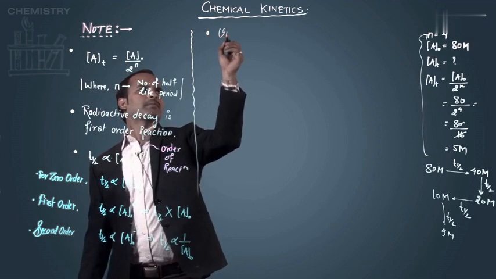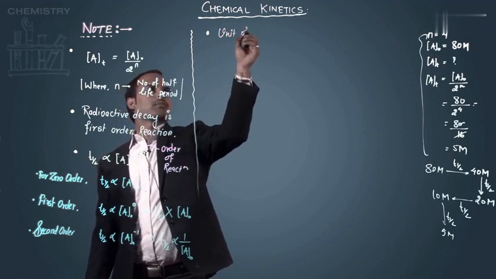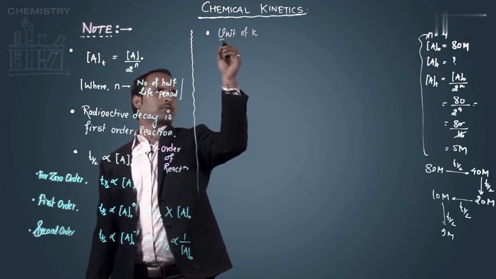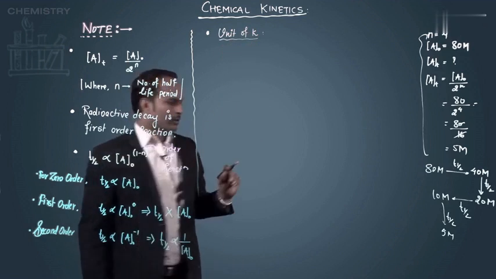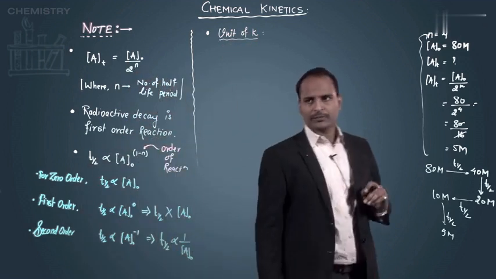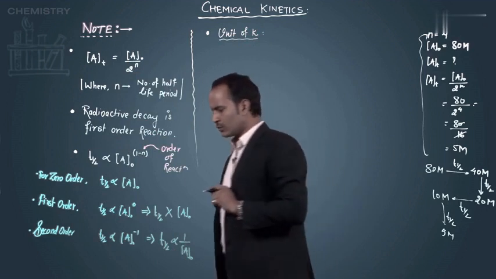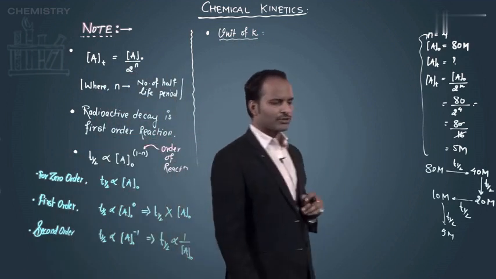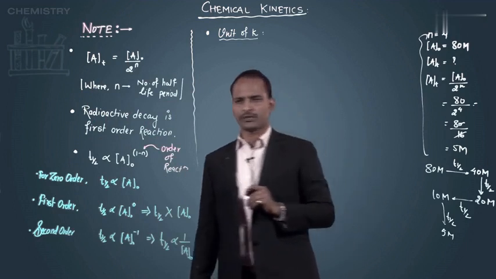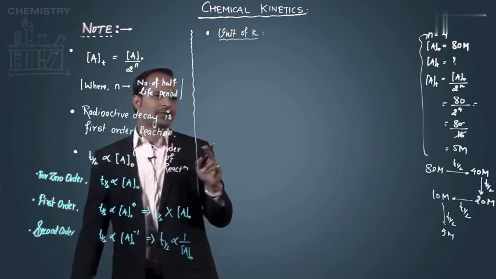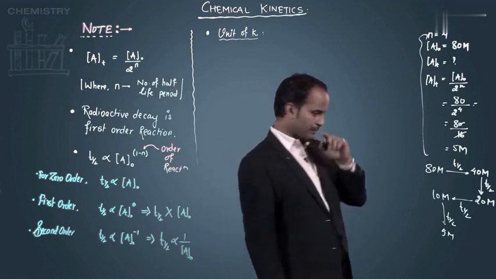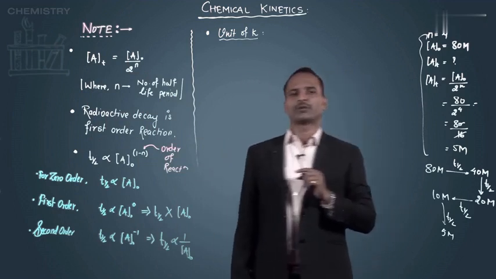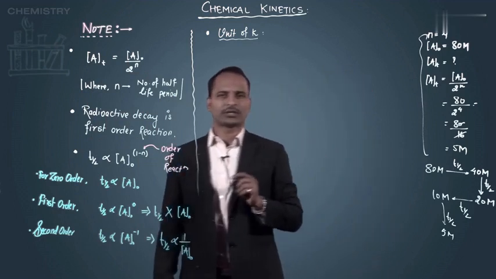Unit of K. We already had determined the unit of K. We have 2 units. Both are nothing but the same, only the way of writing is different. The first one was molar raised to 1 minus n per time, and the second one was mole per liter per time. Mole raised to 1 minus n, liter raised to n minus 1 per time.